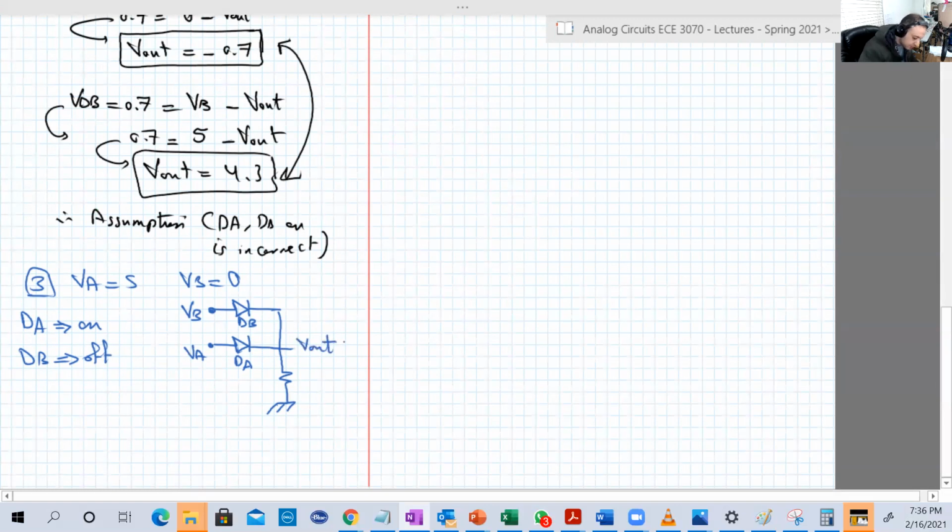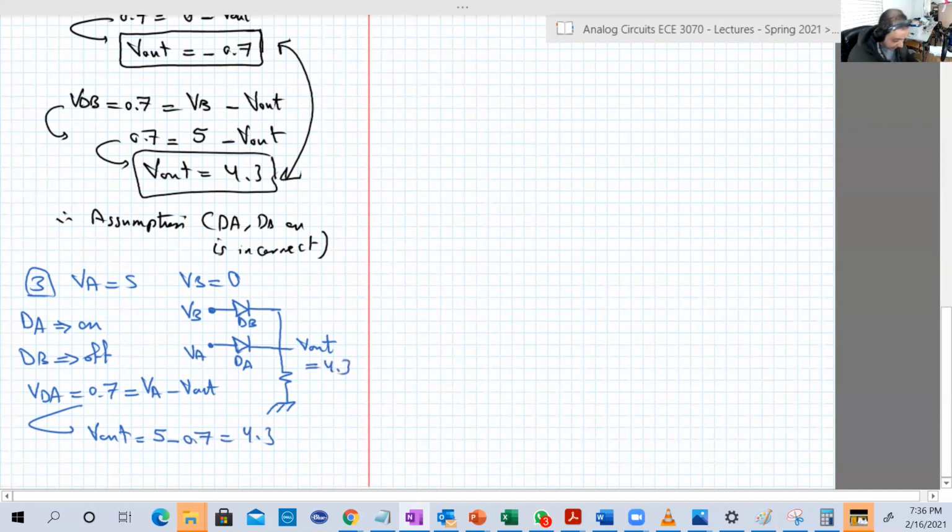Let's calculate V out. Since DA is on, VDA is 0.7, equal to VA minus V out. So from here, V out is equal to VA, which is 5, minus 0.7. It will be 4.3. Now let's check that DB is really off. If we calculate VDB, it will be VB minus V out, which is 0 minus 4.3. It's minus 4.3. It's reverse.